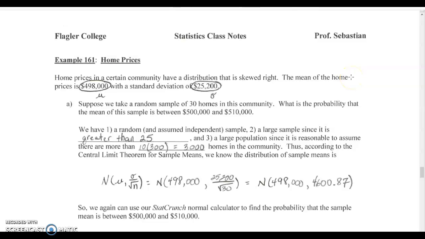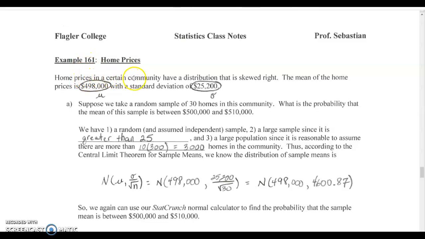Okay, everyone, welcome back to our statistics class notes here in section 9.2, where we're trying to make sure we understand and demonstrate the central limit theorem for sample means. Here on pages 141 and 142, we're going to get into another example on home prices, example 161.